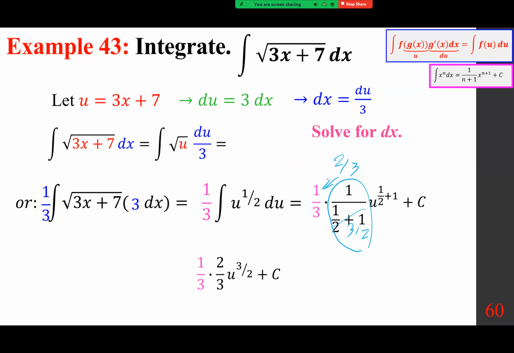And 2 over 9. Now you replace the u and you're done. You can write it like this, or you can write it like this. These are all algebra, okay? Because 3/2 is like 1.5. This is 1, and this is 1/2. You don't have to write it that way, but it's important to understand.